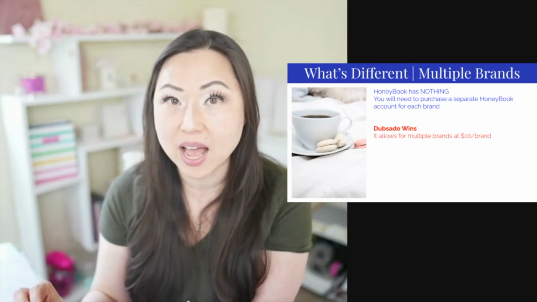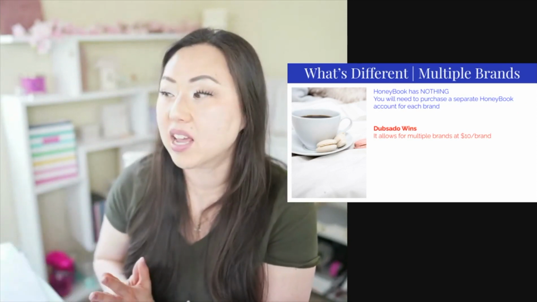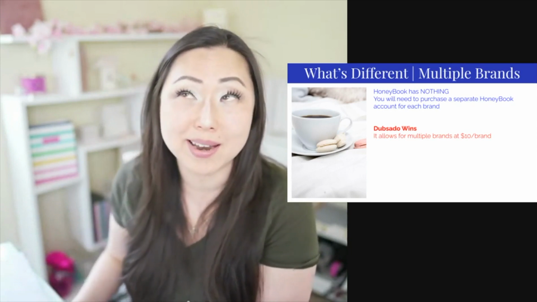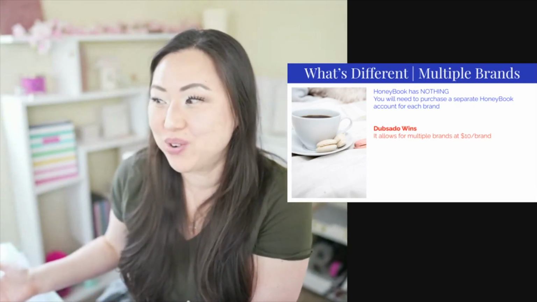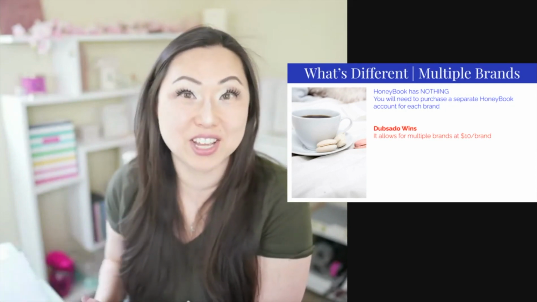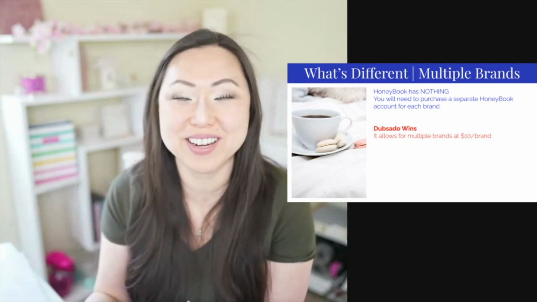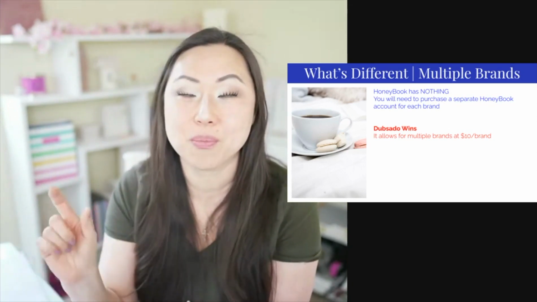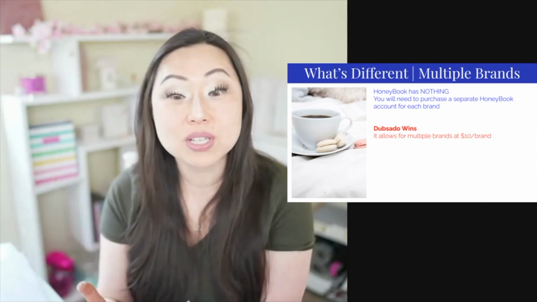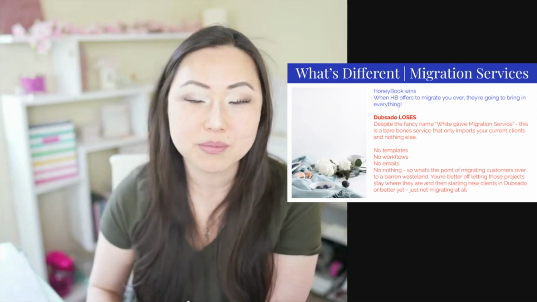You just pay $10 extra and you can have multiple brands. So like I could have my calligraphy brand, I could have my wedding photography brand, not that I have one. I could do event planning, coaching, whatever it is, through HoneyBook, through different brands, or through Dubsado, different brands for $10 each per month, versus HoneyBook has nothing. I have to just buy a whole separate new HoneyBook account.